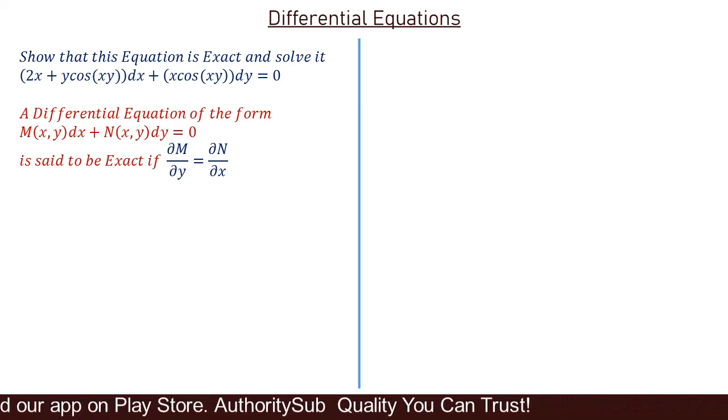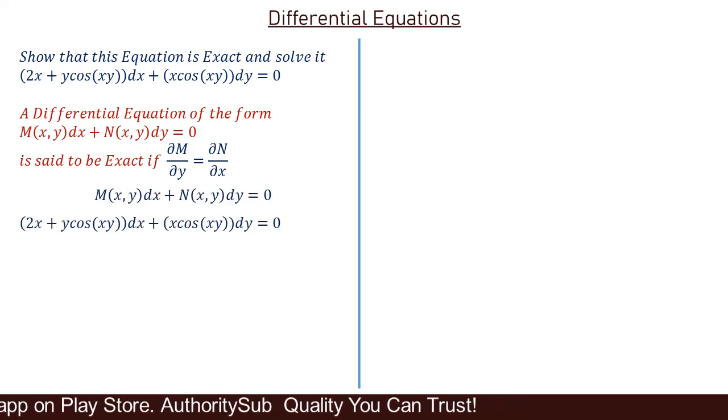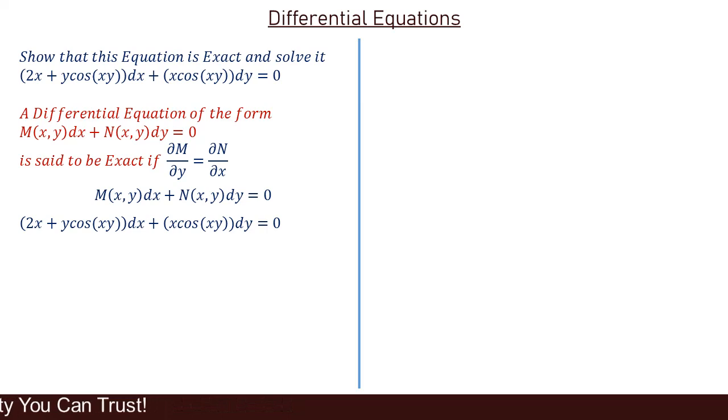Yes. So the part that is having dx, call it a letter M. The part that is having dy, call it a letter N. Differentiate M partially with respect to y. It should give you the same thing when you differentiate N partially with respect to x. So if you get the same thing, the equation that this M and N is coming from is an exact equation. Are we together? Now let's try it.